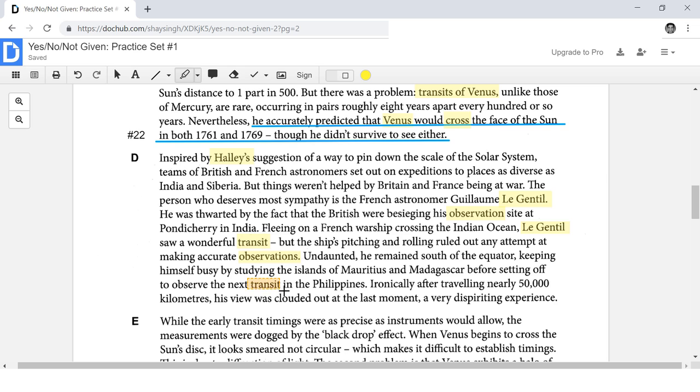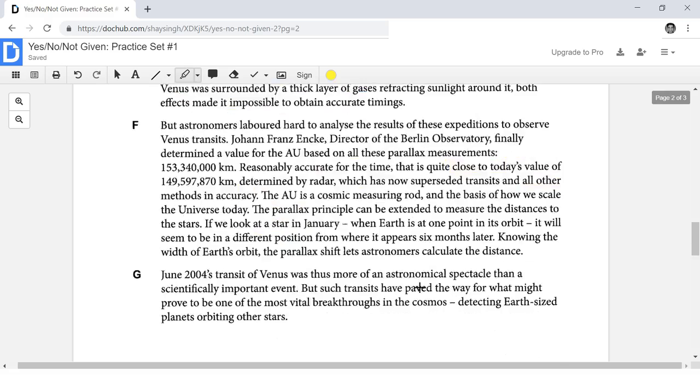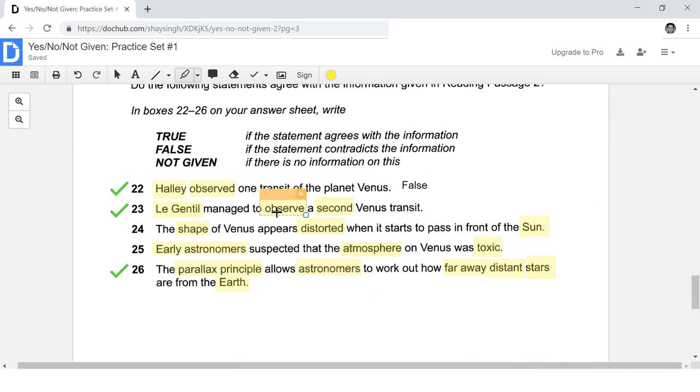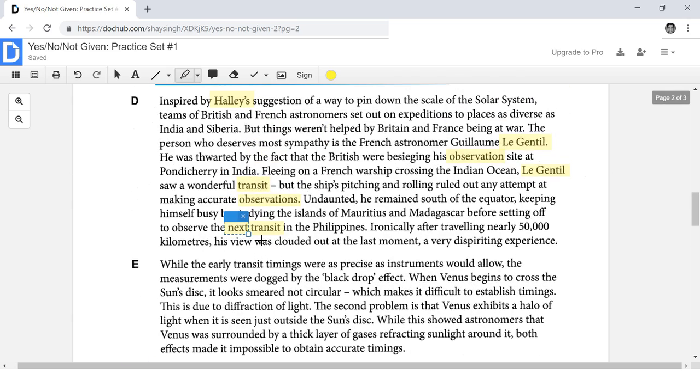Something about transit here as well. And it says next transit. This I have a feeling might be a keyword. It might be a synonym for the keyword second. Remember, we are looking specifically for the second transit of Venus. Down here in the question, it says observe a second Venus transit. So when it says next transit, that is probably going to be a synonym, but we'll find out. And then the final keyword here, observe, once again appears here.